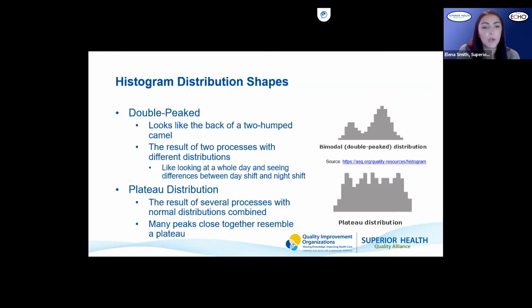The next one is a plateau distribution. This is the result of several processes with normal distributions combined. Many peaks that are close together that resemble a plateau.